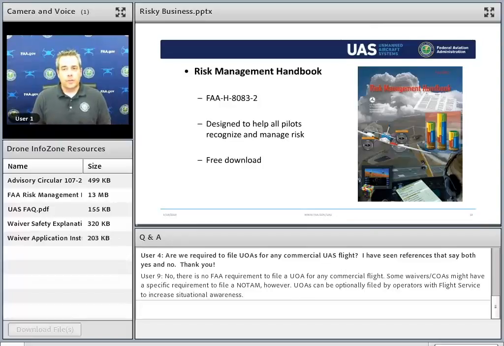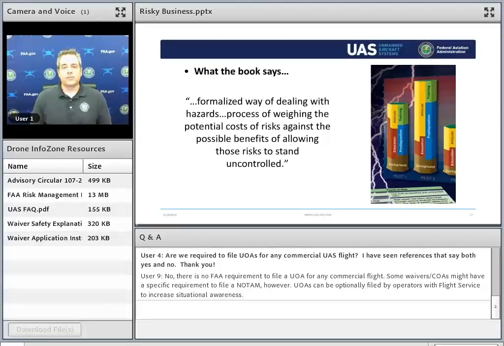You can see the control number there on the screen. It's FAA-H-8083-2. This book is designed to help all pilots. There's certainly a lot of information in there for manned aircraft pilots, but there are some key concepts in there that apply directly to unmanned aircraft as well. So it's going to really help all pilots understand risk and how to manage that. And the best part of all, it's a free download.